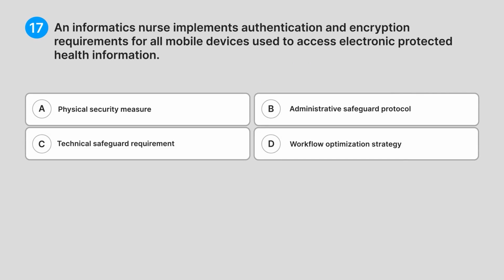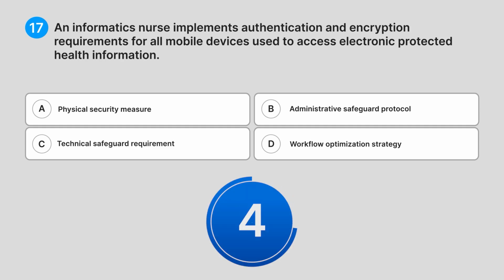17. An informatics nurse implements authentication and encryption requirements for all mobile devices used to access electronic protected health information. A. Physical security measure. B. Administrative safeguard protocol. C. Technical safeguard requirement. D. Workflow optimization strategy. Can you guess the answer?